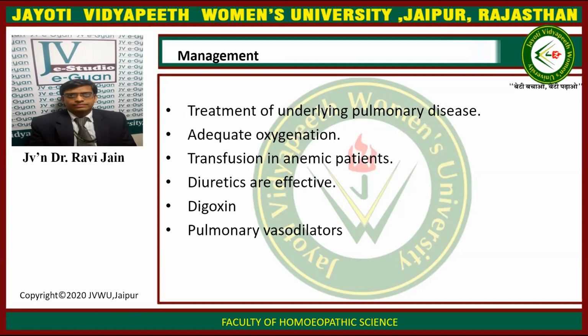Now, how will you manage the case of Cor Pulmonale? So management consists of treatment of the underlying pulmonary disease. So first of all, we have to treat the underlying pulmonary disease that is prevalent in that particular patient. We have to give adequate oxygenation to the patient. We have to give proper oxygen. We have to transfuse the blood if required. So transfusion in the case of anemic patient can be done. Diuretics are effective. Digoxin can be given, and pulmonary vasodilators are useful. So the management consists of treatment of the underlying cause, pulmonary disease, adequate oxygenation, transfusion in the anemic patients. Diuretics are effective. Digoxin and pulmonary vasodilators are useful in the treatment of Cor Pulmonale.